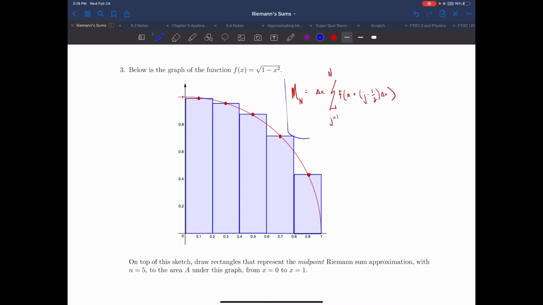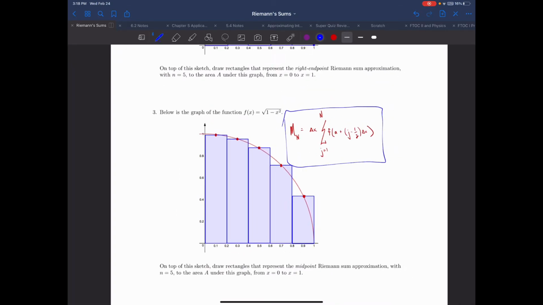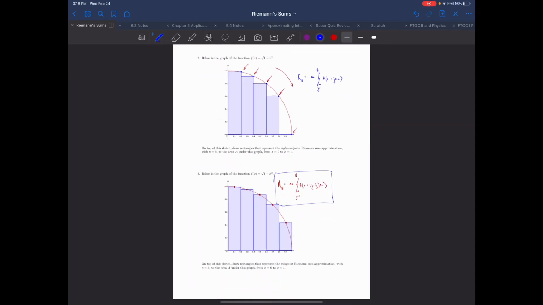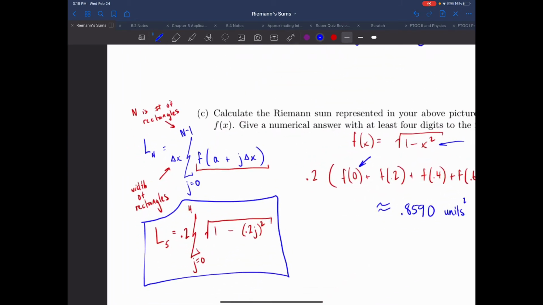And if I go up to the right-hand sum, I'm going to write out the notation for that one. So this is the right-hand Riemann sum. This would be delta x, and the sum from j equals 1 to n of f of a plus j delta x. And you can see the only difference between the right hand and the left hand is that in the left hand we have an n minus 1.